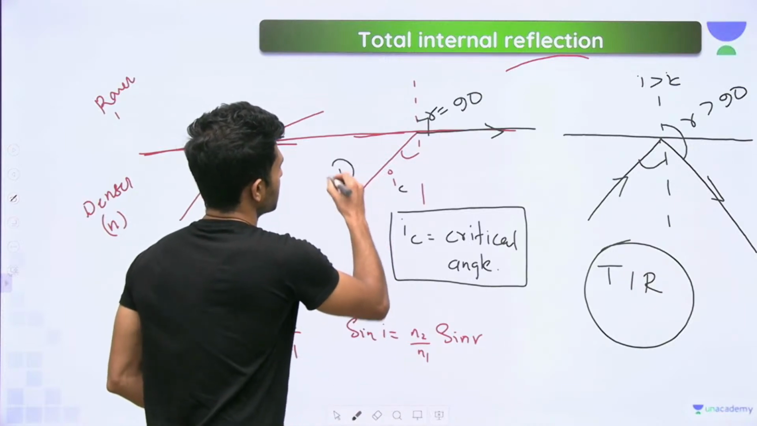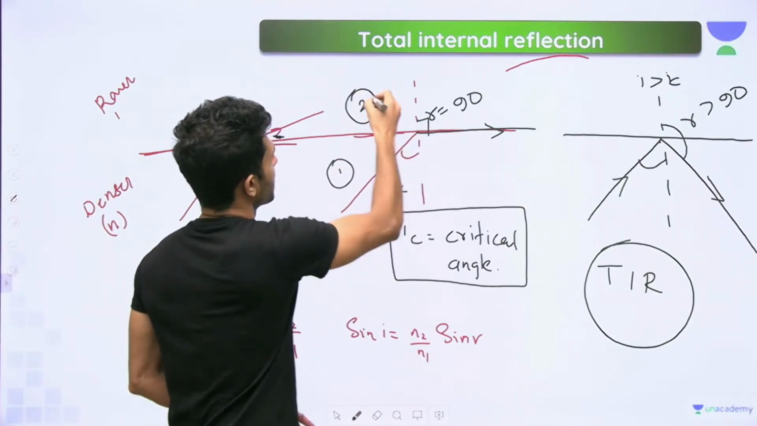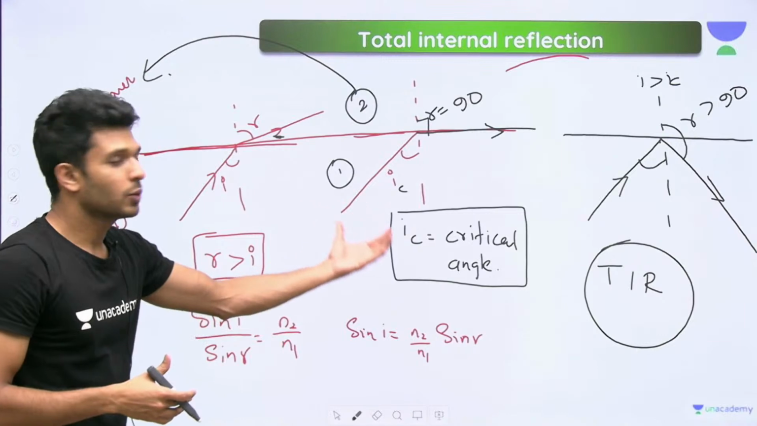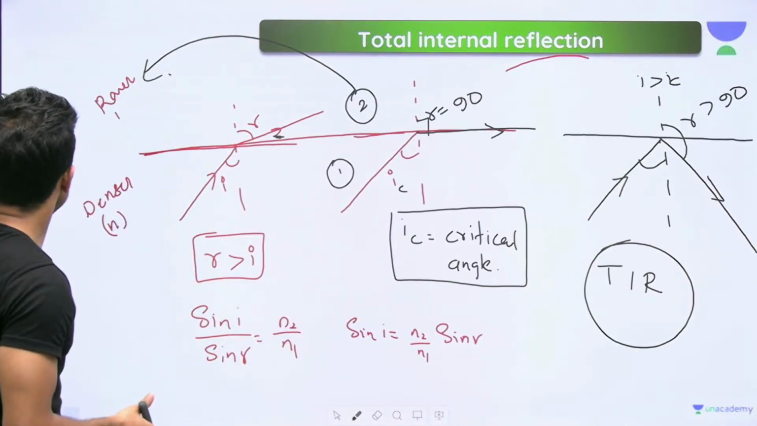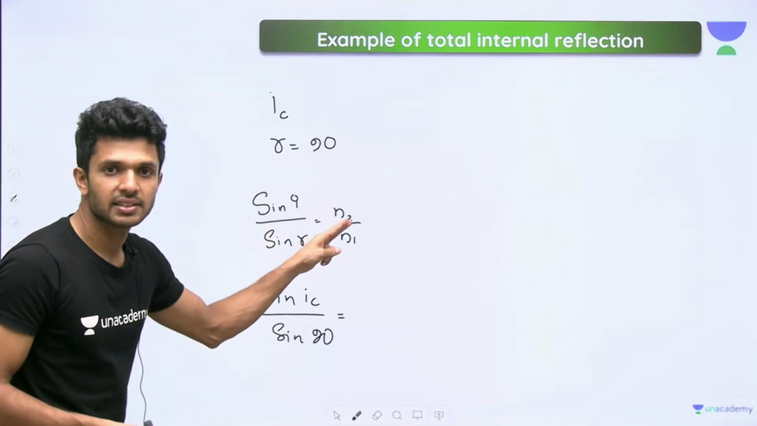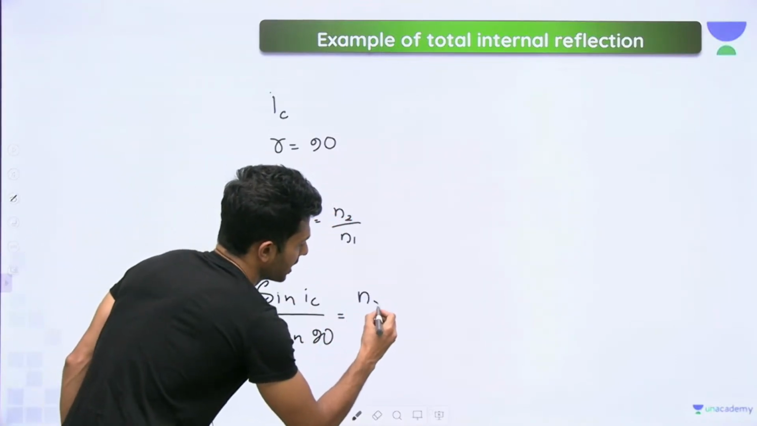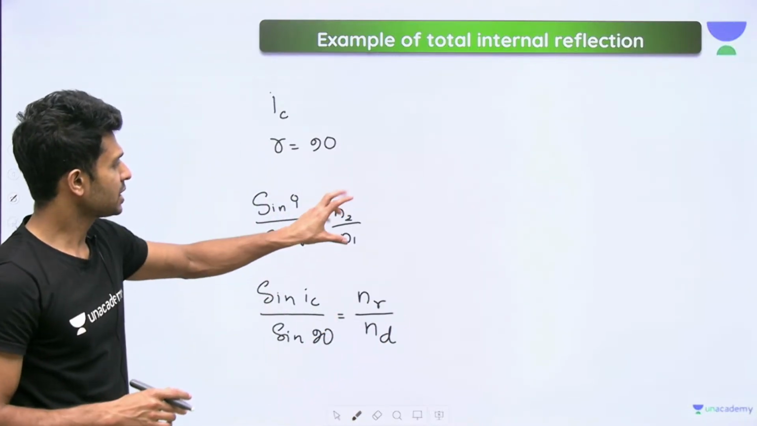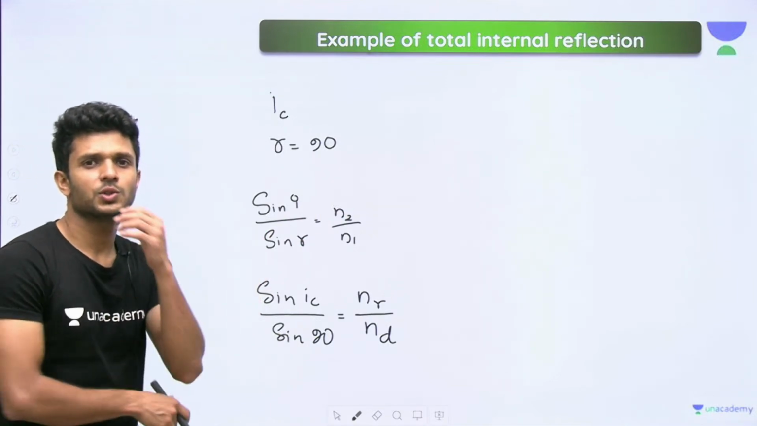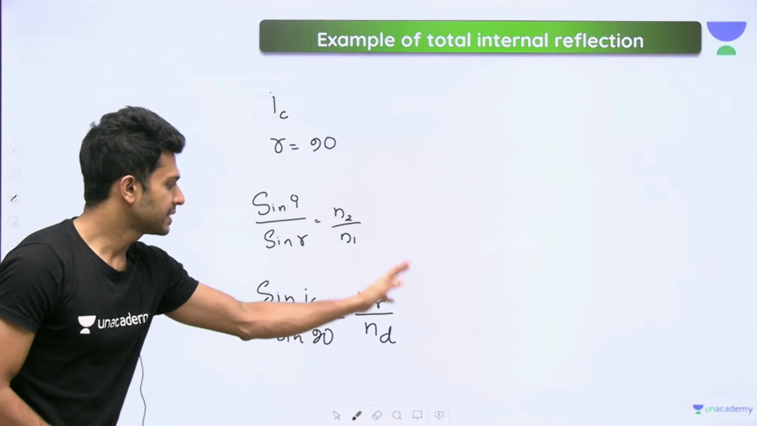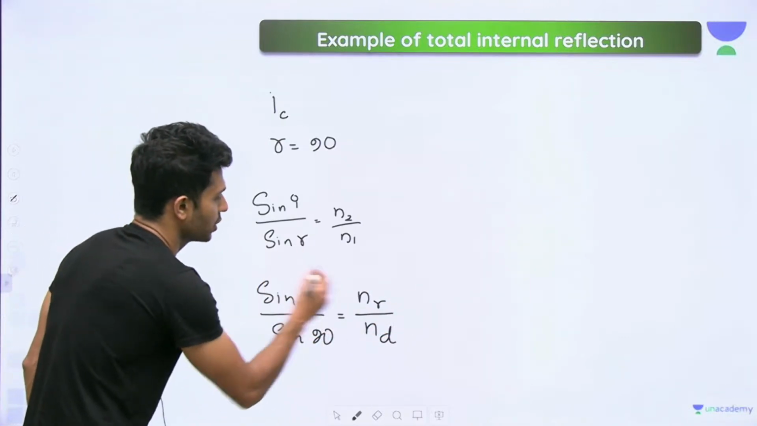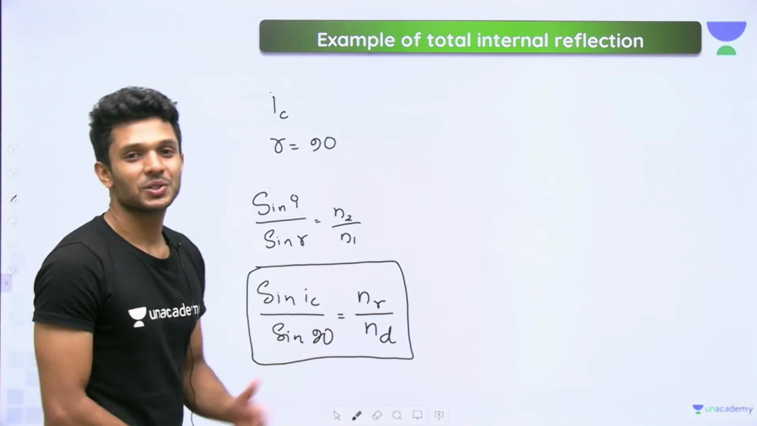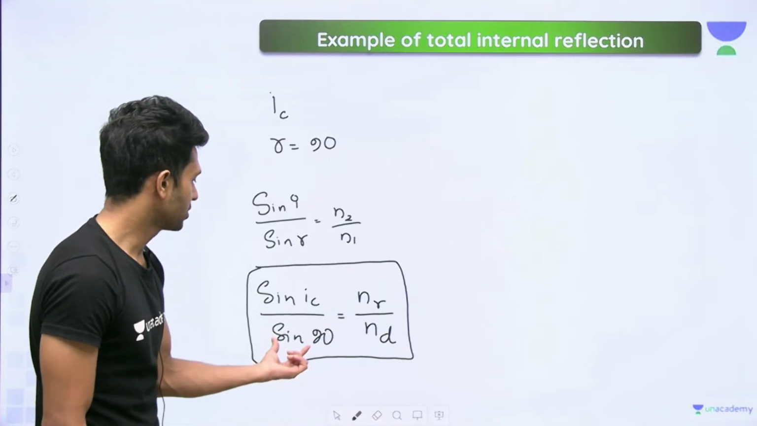Which is the second medium? This is the first medium and this is the second medium. The second medium is the rarer medium. This equation will be clearer if you write it in terms of n2 as the refractive index of the rarer medium and n1 as the refractive index of the denser medium, so that you won't be confused about which one is 1 and which one is 2. Use this equation only for TIR, total internal reflection.